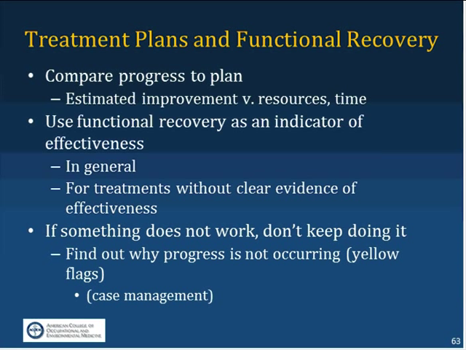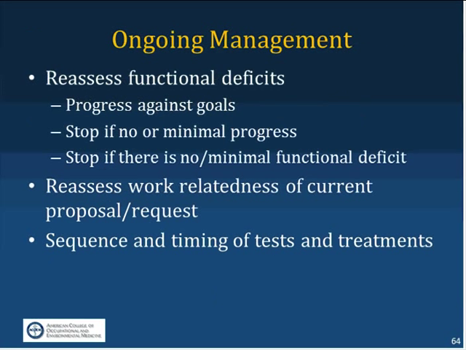So again, you're looking at functional recovery against a treatment plan. One of the key points here is if something doesn't work, don't keep doing it over and over again. That clearly doesn't make any sense. And look for reasons why progress is not occurring, which are yellow flags. We'll find out if they're in here or not, but they're in the guidelines. So again, this is getting a bit redundant here, but it's redundant because people keep forgetting about it. One of the things to look at is the work-relatedness of current proposals and requests, and sequence the timing.